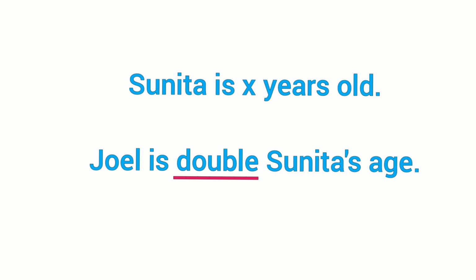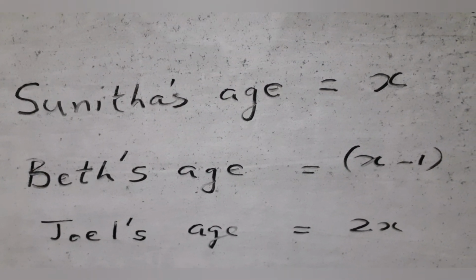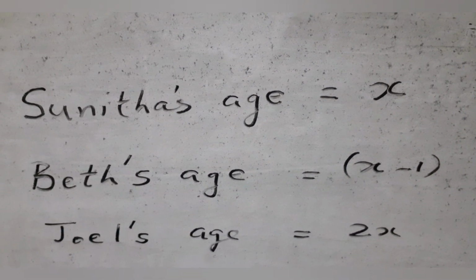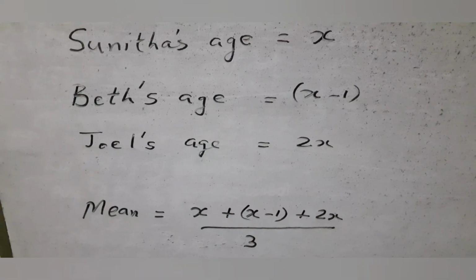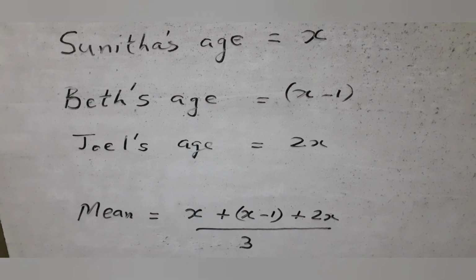Joel's age is double that of Sunita. So Joel's age will be 2 times Sunita's age. Joel's age will be 2x. It is given that the mean age of the three persons is 5 years. To find the mean age, we use the sum of the ages of the three persons divided by 3.